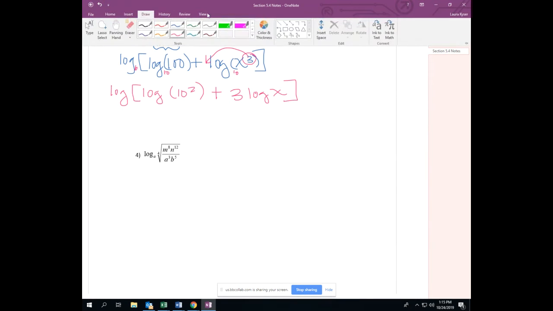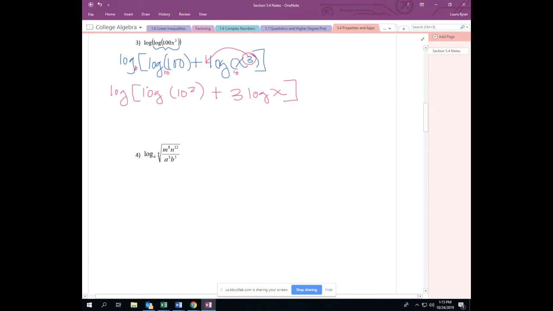Now, in a similar fashion to the other two that we did, the common log and the 10 are going to cancel each other out, leaving me with just 2 in the front. This piece is already as simple as it's going to get, 3 log x. Now, there's no way to factor anything out here that's going to make this thing able to be simplified further. There are no common factors, so there's no way to create a product. So this is simplest form here.